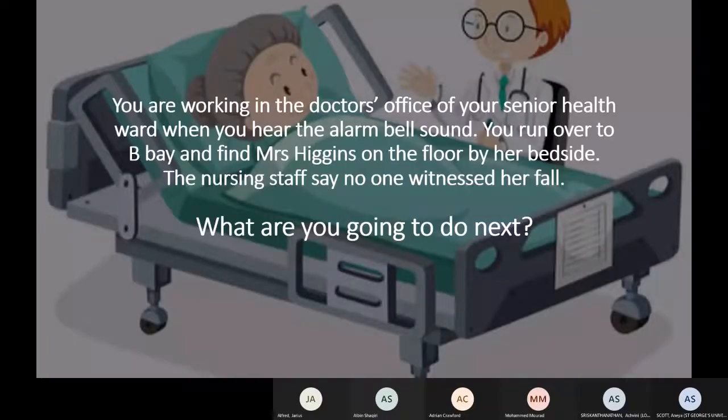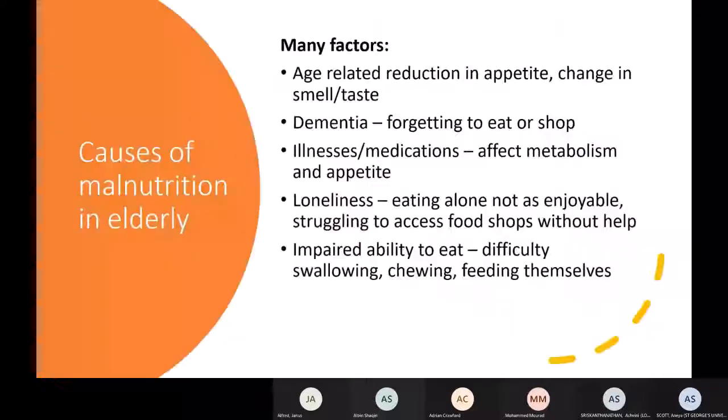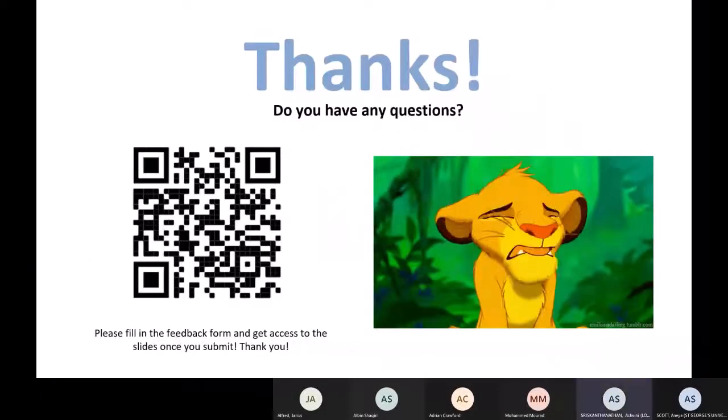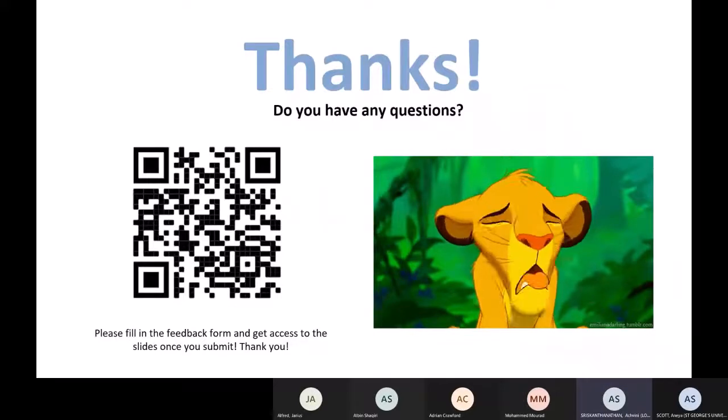Are there any other questions about this module in general, or about anything? Yeah, please feel free to unmute yourself and ask questions.